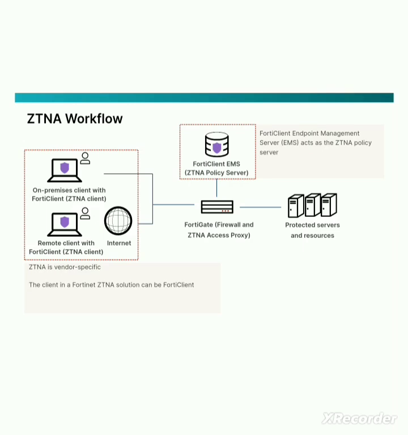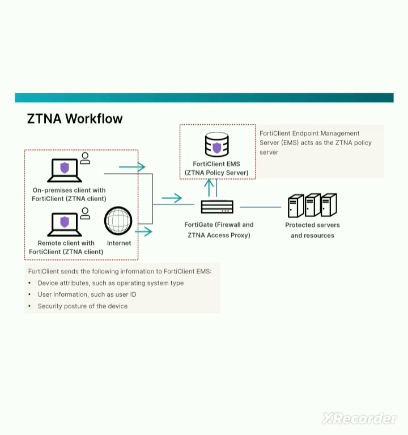When an endpoint device with FortiClient attempts to connect to the network for the first time, it is directed to FortiClient EMS to register. During the registration process, FortiClient provides the server with information about the device, the user, and the security posture of the device. This information is written to tags and shared with the firewall, FortiGate. Based on the information in the tags, the device can be grouped and certain rules can be applied.